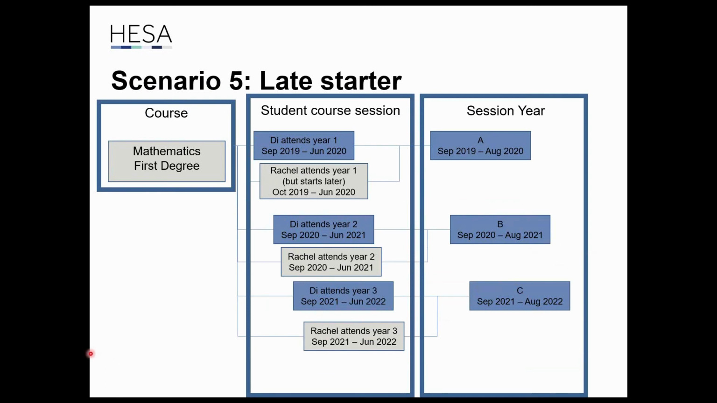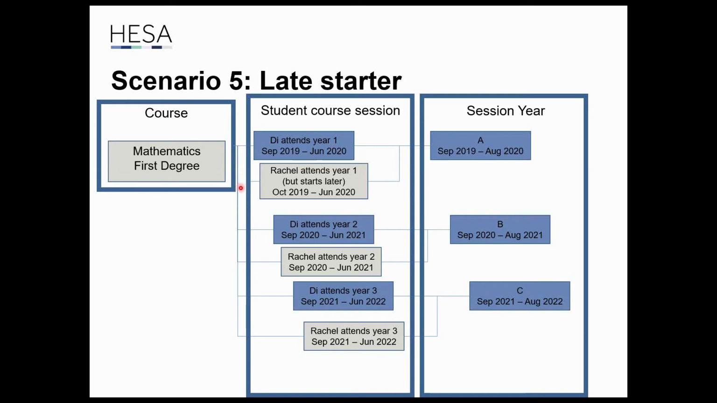This example then is a late starter. So this is me starting late on my course. What this is demonstrating is why the session year is really helpful to have. Di is doing the normal course, doing years 1, 2 and 3. And then I started a little bit late. It's only a couple of weeks late. I've not got too far behind.